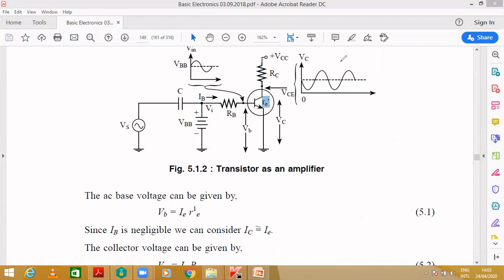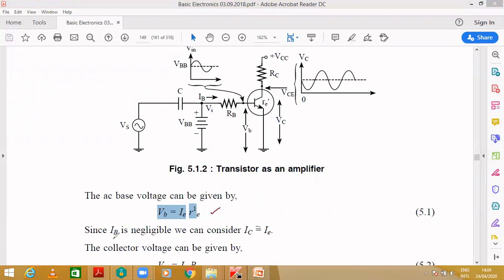Okay, so next, you already know that Ohm's law is V equals IR. I am writing VB equals IE r_e dash. You may ask why VB is written with IE. Here, the AC base voltage, whatever you are giving, the resistance is r_e dash. There is no resistance connected, but there is an internal resistance because of the contact, and the current flowing here is IE. So that's why we wrote it like this.